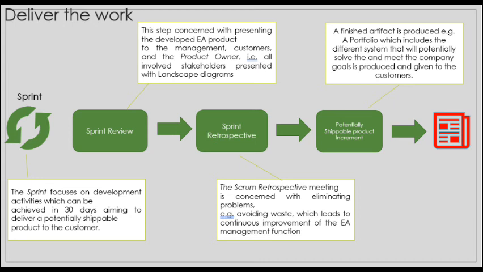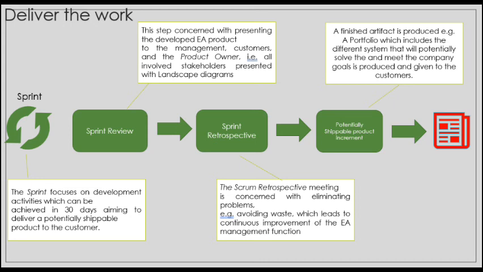Lastly, the exciting part. For us to get to a part where we actually deliver a workable or value-adding artifact, we have three phases. This is the sprint review, sprint retrospective, and potentially shippable product increments. After the sprint is done after 30 days, we have to have a sprint review. This step is concerned with presenting the developed EA product to the management, customers, and the product owner. That is, all involved stakeholders are presented with landscape diagrams. This is very good so that we have a session where business agrees that this is what they told us to map and actually finds it very useful in their work.